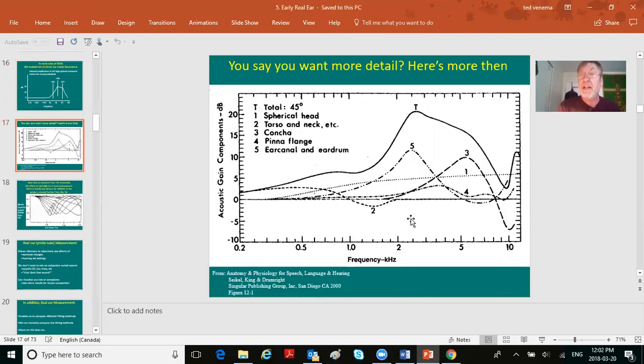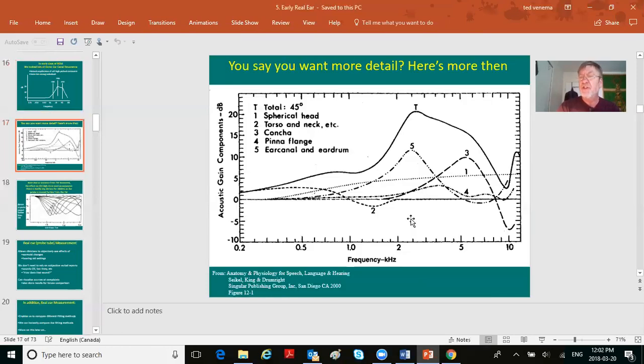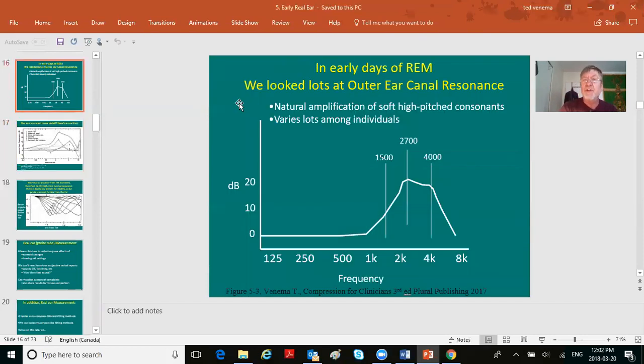So here's a complicated one. See, this is Ted's simple one. This is from research. So look at this. The 5 is the resonance of only your outer ear canal. The 3 is the resonance of your concha bowl, which is between 5 and 6,000 hertz. And then you've got all these other minuscule resonances, and you add them all up, and you've got a T for total. And notice that's around 2,700 hertz, and it's around 20 dB in value, just like mine.